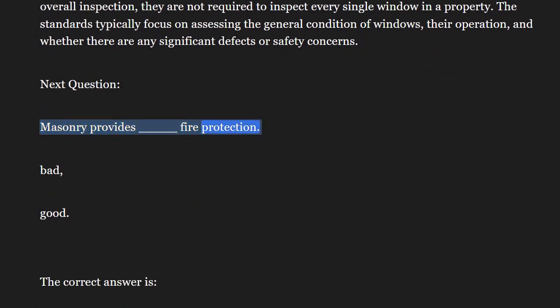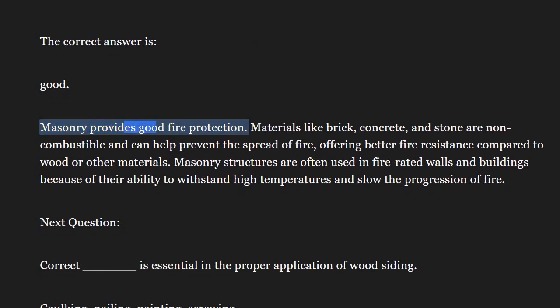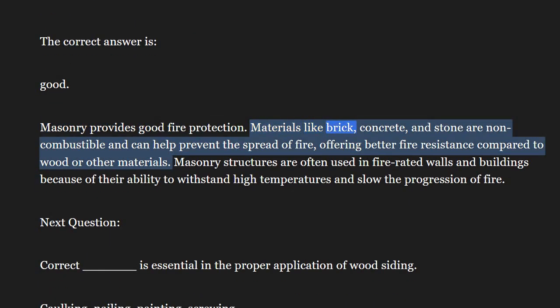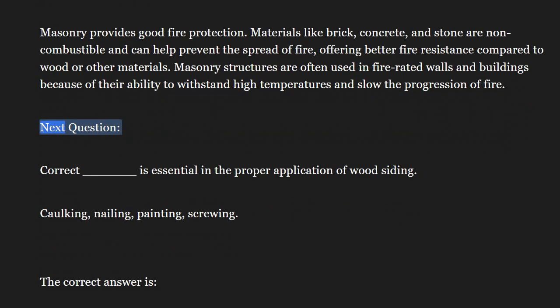Next question. Masonry provides fire protection. Bad? Good? The correct answer is, good. Masonry provides good fire protection. Materials like brick, concrete, and stone are non-combustible and can help prevent the spread of fire, offering better fire resistance compared to wood or other materials. Masonry structures are often used in fire-rated walls and buildings because of their ability to withstand high temperatures and slow the progression of fire.